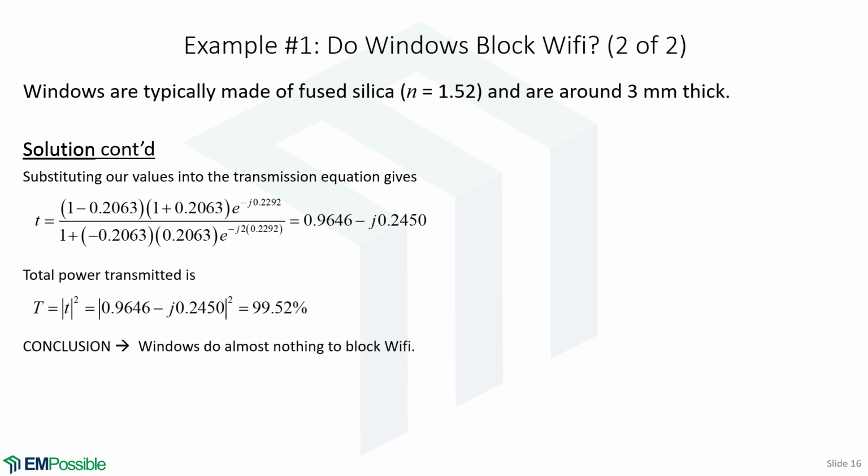The transmitted power is really going to be the absolute value squared of that transmission coefficient, and we get 99.52% transmitted through the window. So the conclusion here is that windows do absolutely nothing to block Wi-Fi. Just not enough of an electromagnetic response from the fused silica glass to do anything.